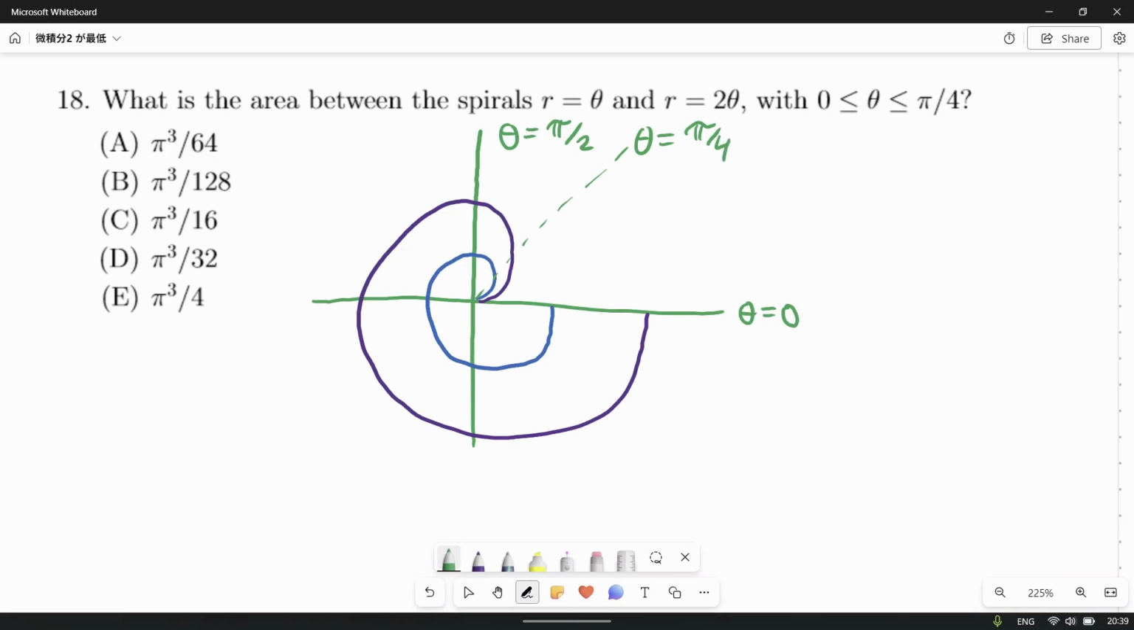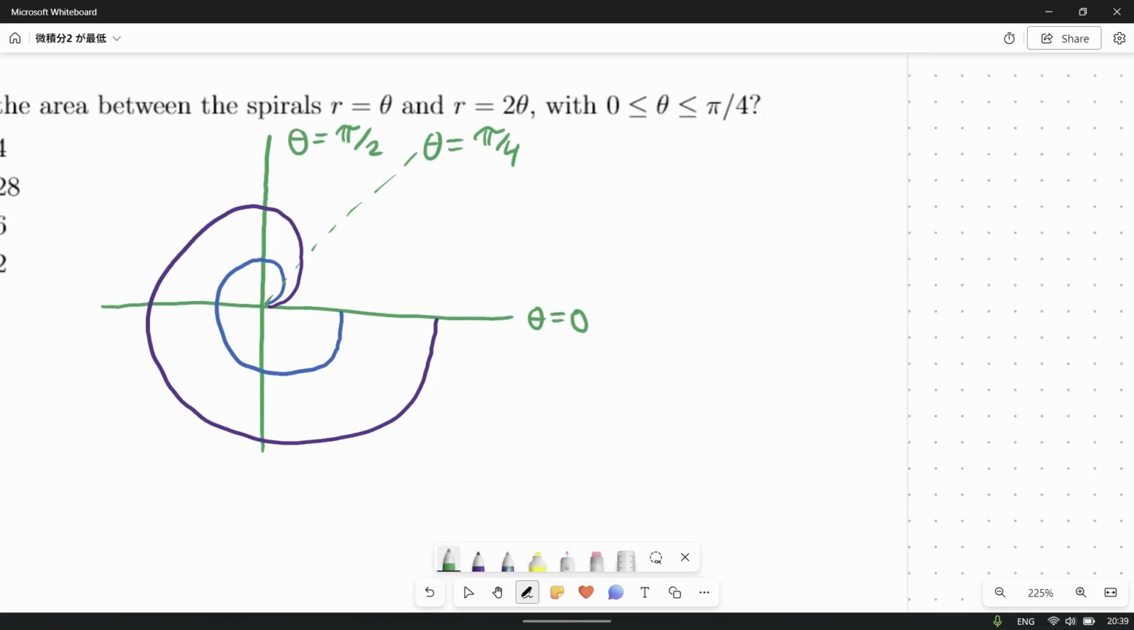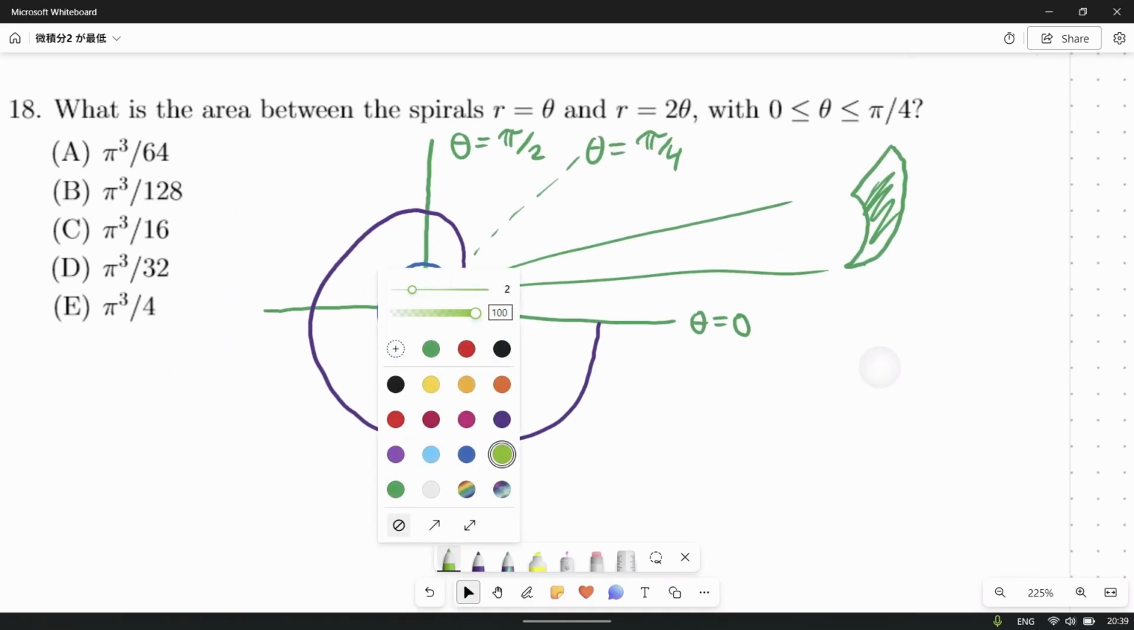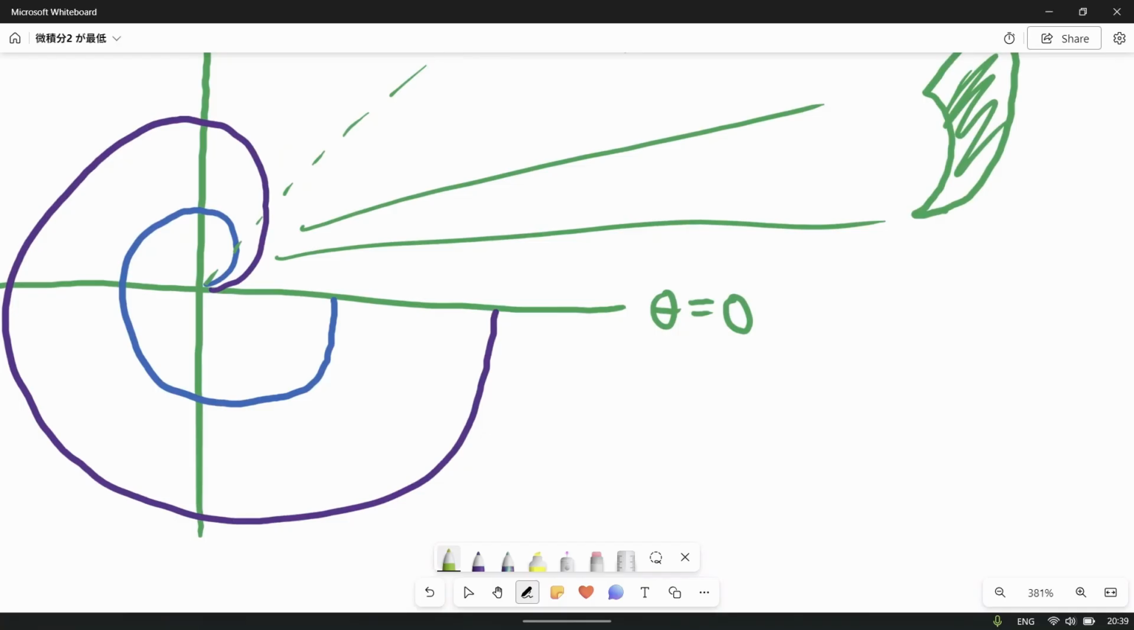Zooming in on this, we'd be finding an area that looks a little something like this, something that kind of looks like a horn, I guess. So we'd be trying to find this area. I'll also shade that over here, using a different color for that. So yeah, we'd be finding an area that looks a little something like this, that tiny little thing over there.